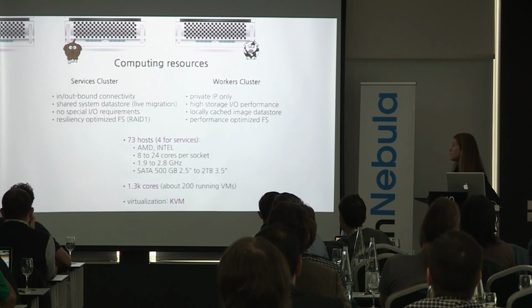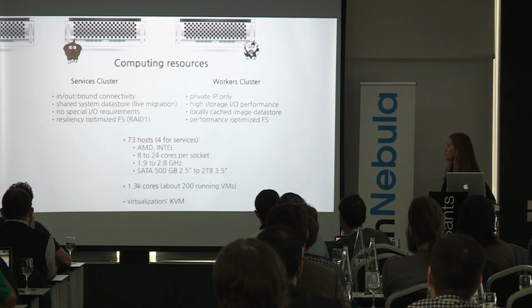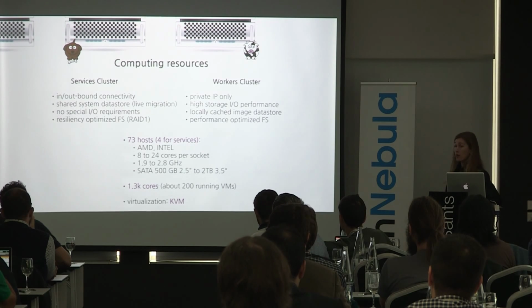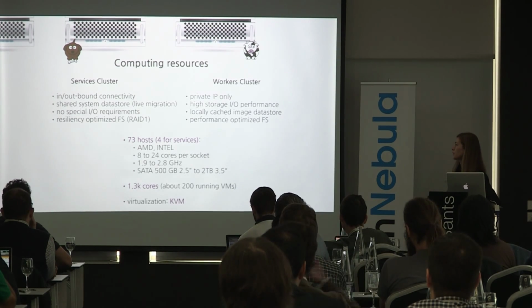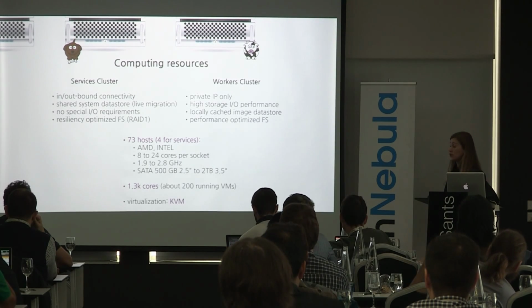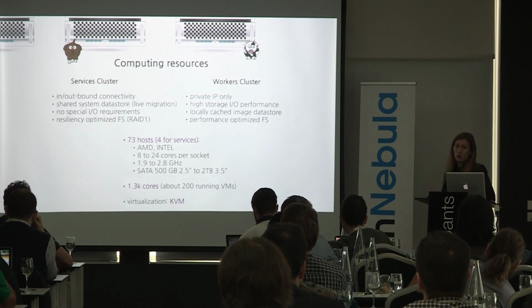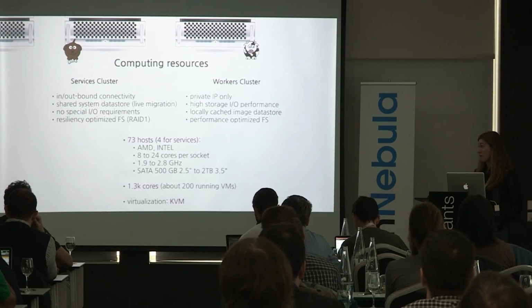While the workers are really these consumable virtual machines that we just need to compute, and then they can disappear when we don't care about them. They only have a private IP, and of course they need to have good read-write performance, and the data store for the images in this case is cached, because it would cost us too much to share this data store too, and the file system is optimized for performance. We have in total 1,300 cores, which means more or less 200 virtual machines running, and the virtualization is KVM.